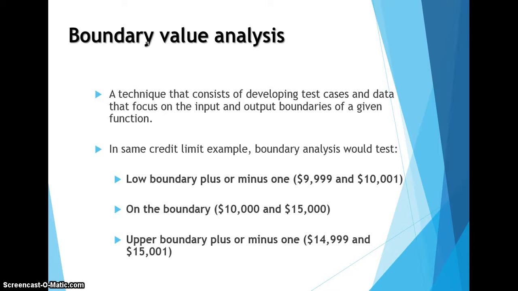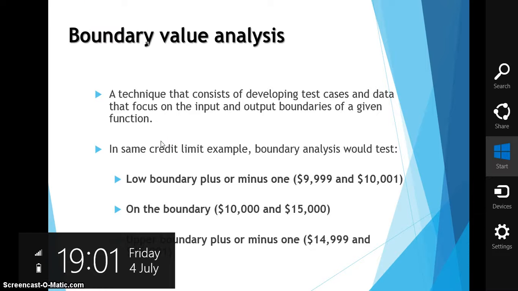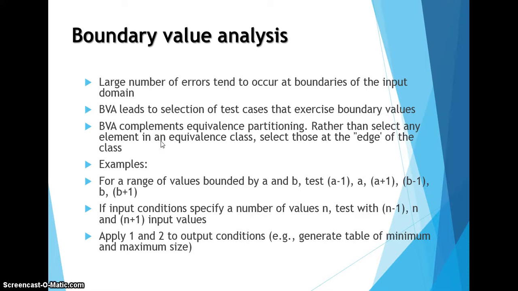The second thing you should do is boundary value analysis, which is that from the upper and the lower limits you take plus and minus 1 and act exactly at the boundary. So this is the example where you've taken $10,000 to $15,000. You take 9,999 and 10,001, that's the lower boundary, 14,999 and 15,001, which is the higher boundary, and exactly at the boundary, which is $10,000 and $15,000. Right? So this is boundary value analysis. Generally, it is seen that a large number of errors tend to occur at the boundaries of the input domains, so you select test cases at the boundary values.